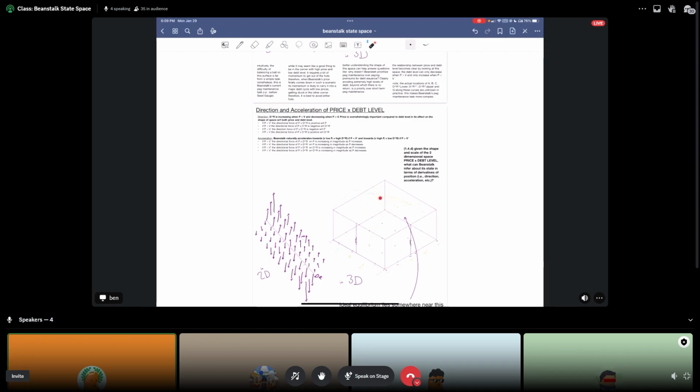If you're over here, you're heading down here, you're naturally accelerating down here. And if you're over here, you're naturally accelerating here. It's quite clear. So the cool thing about understanding this space is that it's very clear what's happening to Beanstalk. When the price is higher than V prime, it falls into this hole, and when the price is lower than V prime, it falls into this hole.